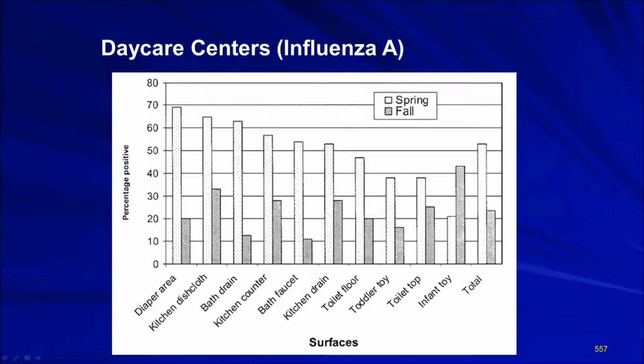We see that in daycare centers, we look at influenza A. The white represents the spring, and the striped represents the fall. We see here that in the spring we have a much higher percentage of positive surfaces for influenza A. The diaper area is up to 70%, whereas in the fall it's only around 20%. And we see that consistently throughout, with one exception being the infant toy.